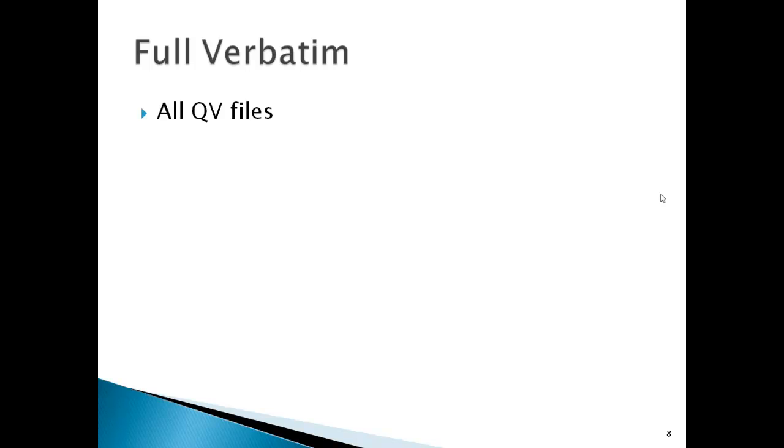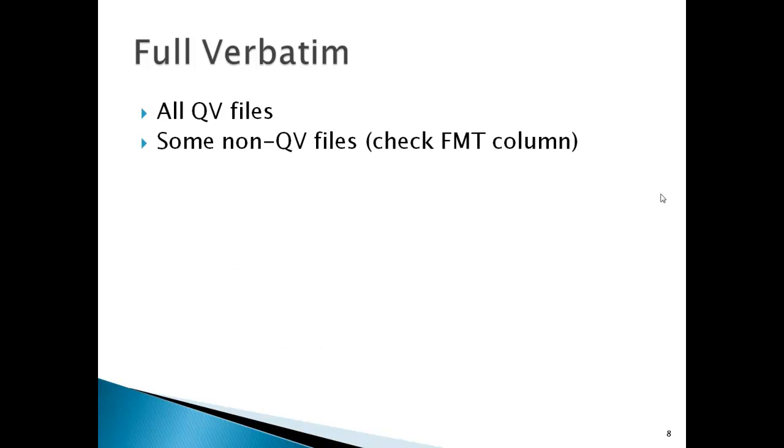So full verbatim files are usually applied to all QV files. Take note, all QV files will have a full verbatim format, or FVB format. Now, some non-QV files will also have full verbatim format depending on what the client wants. So always, before you start working on a non-QV file, check the FMT column, or column P, found in the non-QV tracker so that you will know which format to use. So that's it for full verbatim files.